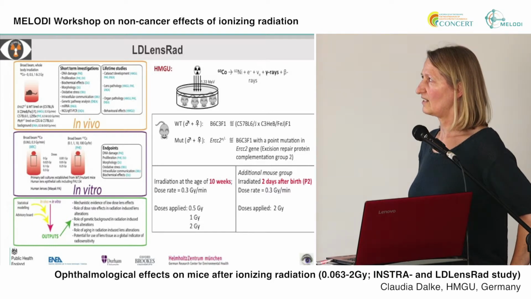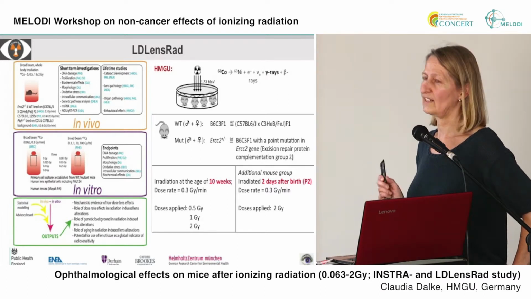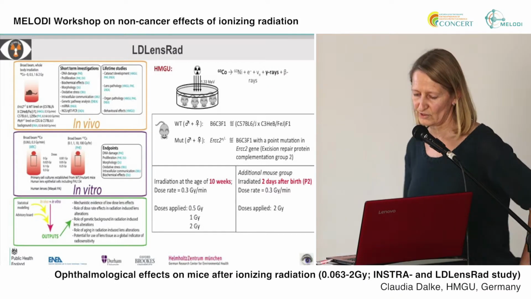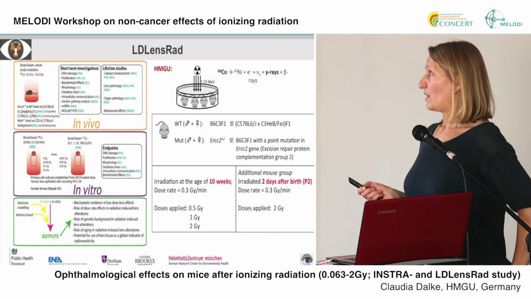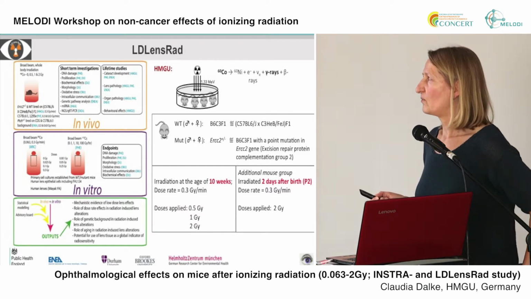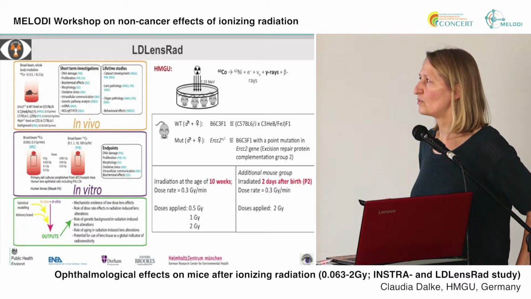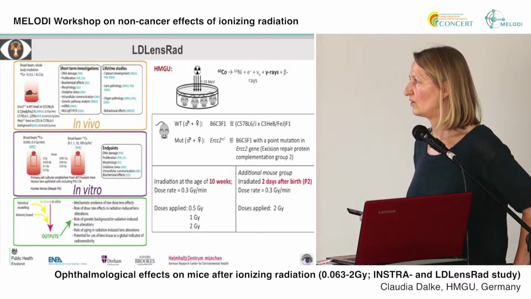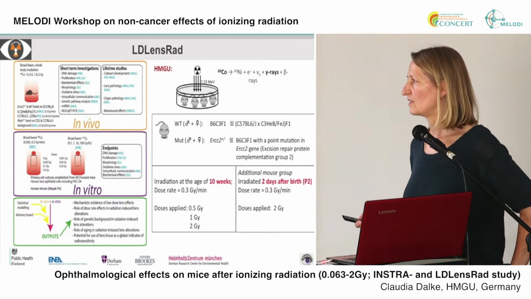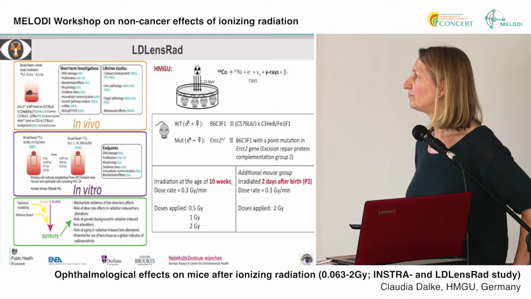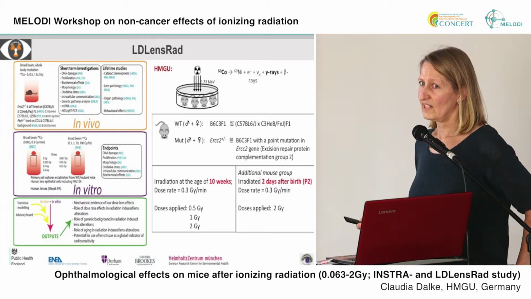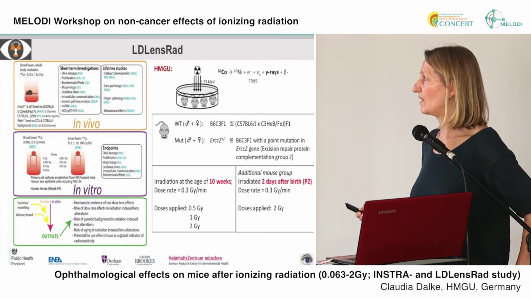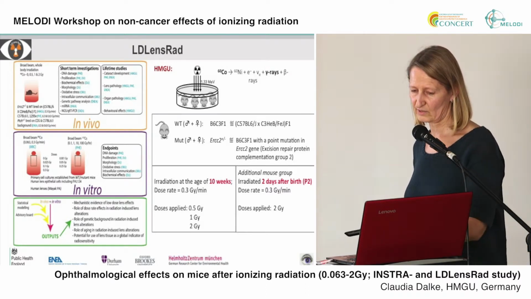So yeah, then let's come to the HMGU from Helmholtz Center Munich, part of the LD Lensrad project. So the whole project I introduced you all to already. So we irradiated the mice nearly the same, so under the same cobalt source we used for the INSTRA project. But here we used the higher dose rate of 0.3 gray per minute, and doses applied are 0.5 gray, 1 and 2 gray. And here we added an additional mouse group where we did the irradiation not at the age of 10 weeks, but in neonatals, so 2 days after birth.